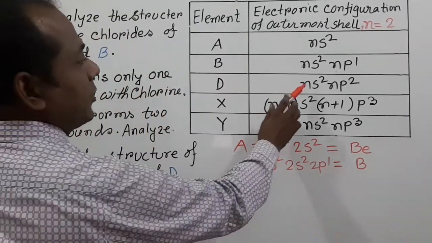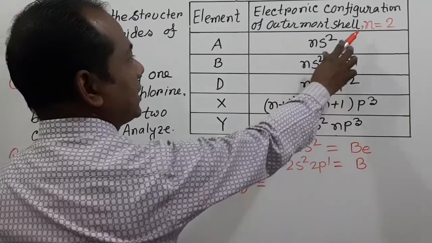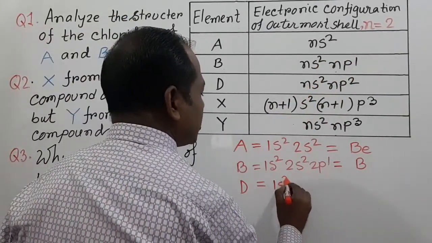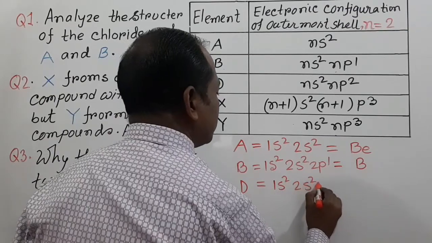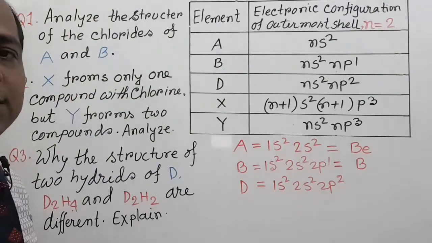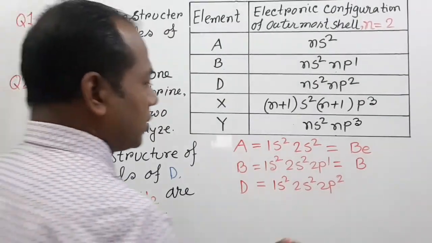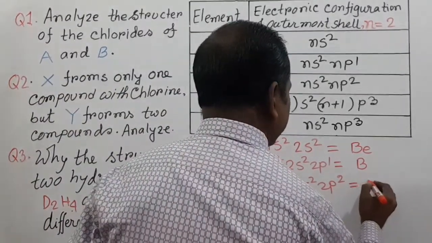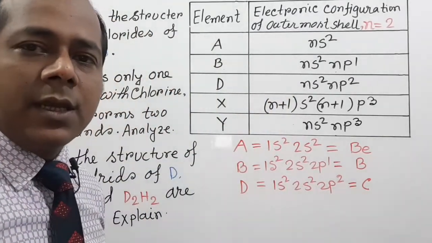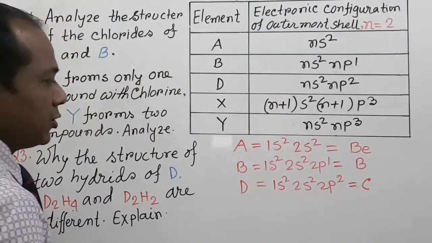equals ns2 np2. That means n equals 2, so we can write 1s2 2s2 2p2. Here 6 electrons are present in this electronic configuration, so we can say that D represents the element C, that means carbon.